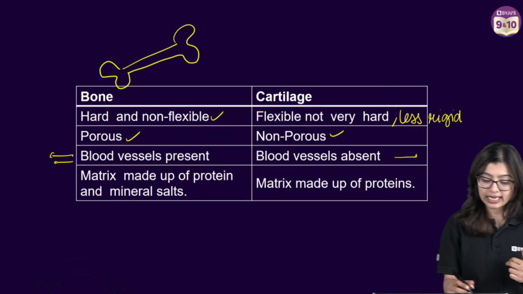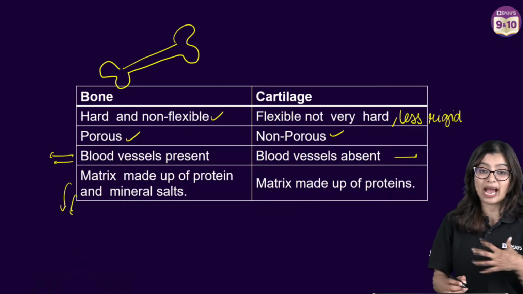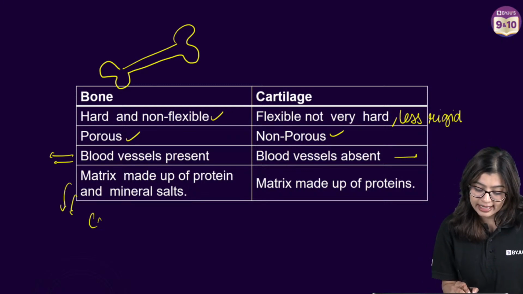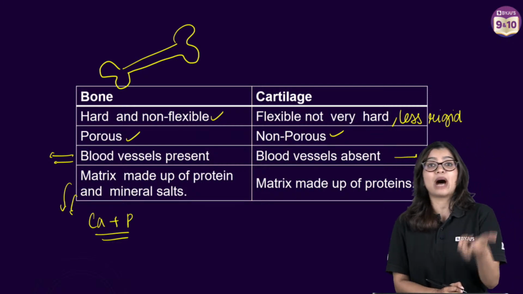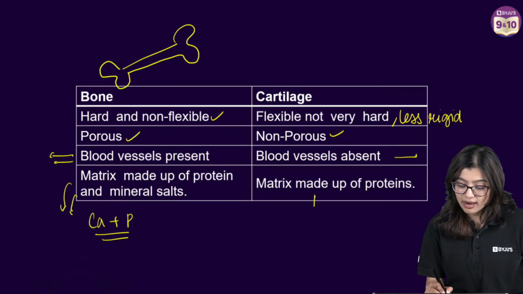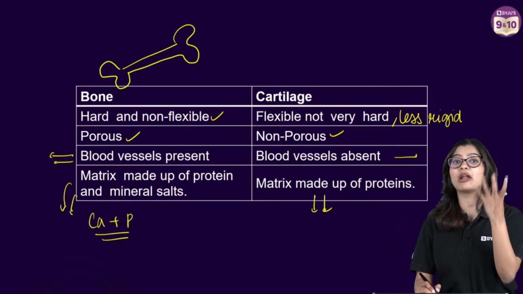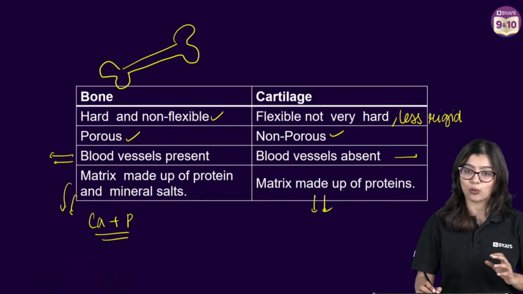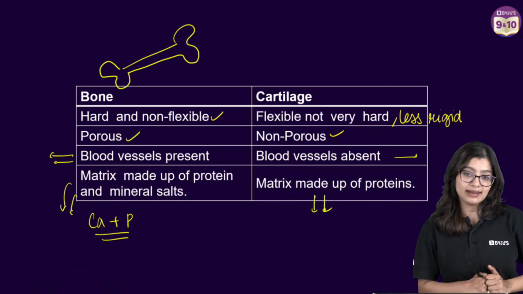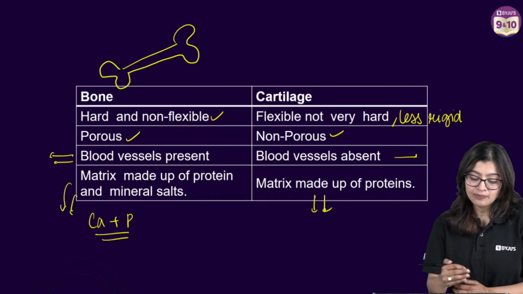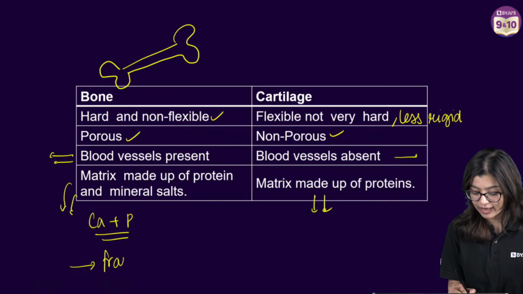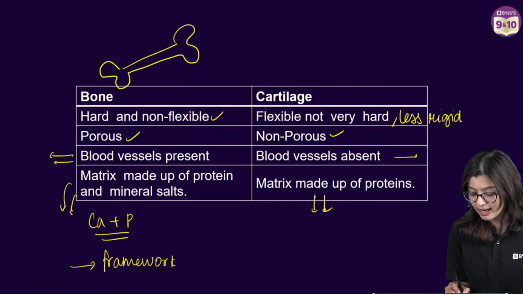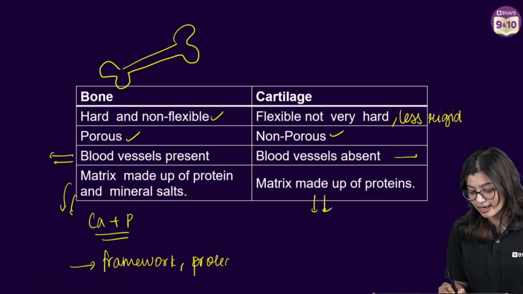If you look at the matrix of the bones, we see that they are made up of calcium and have depositions of phosphorus that impart that rigidity. While the matrix in cartilage is mainly made up of proteins like hyaline proteins, yes? Functionally, what is the function of bones? Their main function is to provide a framework to the body. They are responsible for giving protection and they also help with locomotion.